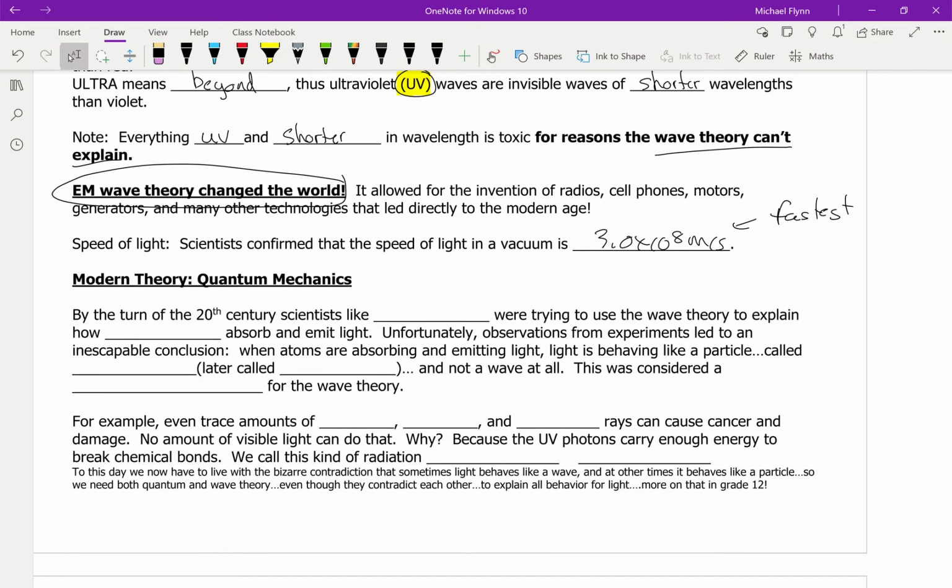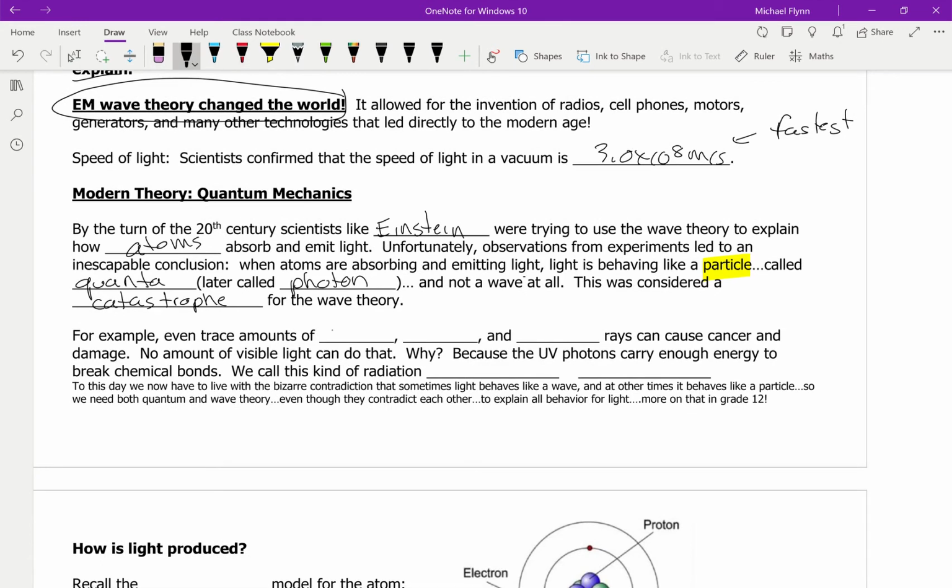Now, by the turn of the 20th century, scientists like Einstein were trying to use the wave theory to explain how matter, or atoms I should say, absorb and emit light. Unfortunately, their observations and experiments led to an inescapable conclusion: sometimes light basically behaves like a particle that they called a quanta. This is where quantum theory comes from. Later called a photon, and not a wave at all. This was considered a catastrophe for the wave theory.